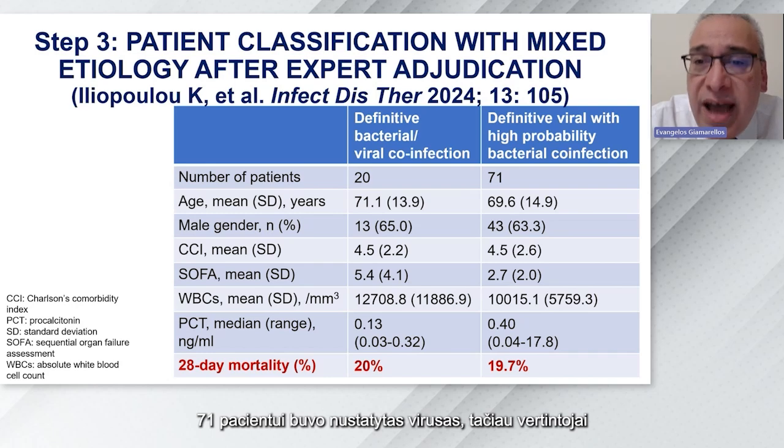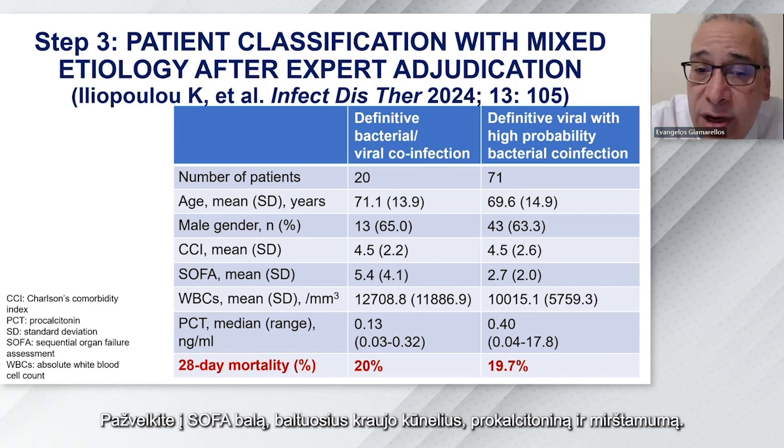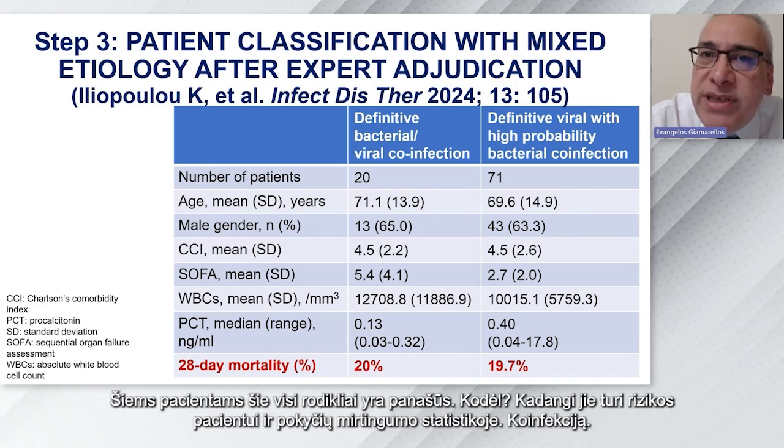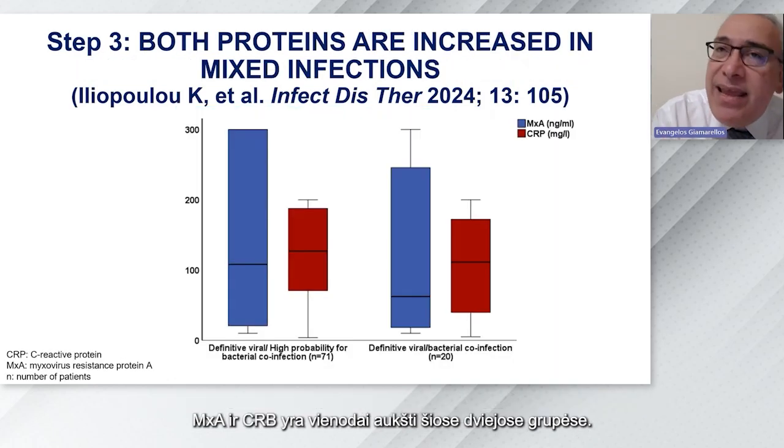a virus was identified, but the adjudicators said that this patient probably has a bacterial co-infection. And look at the SOFA score, the white blood cells, the procalcitonin, and the mortality, which are similar to these patients. Why? Because they have co-infection. And MXA and CRP are equally active in these two groups.